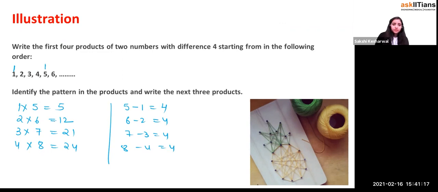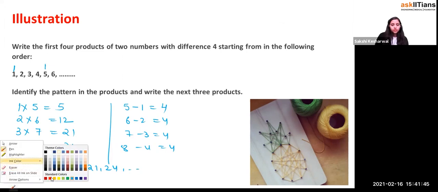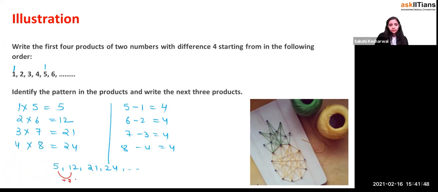Now, identify the pattern. So it's written 5, then 12, then 21, then 24, and so on. So what is the pattern you see over here? You are adding plus 7, from here you're adding plus 9. No, no, don't go with this pattern. This is not the pattern, so this is not your answer.